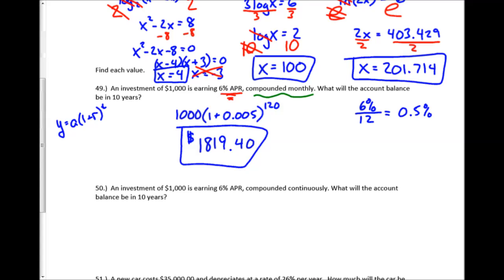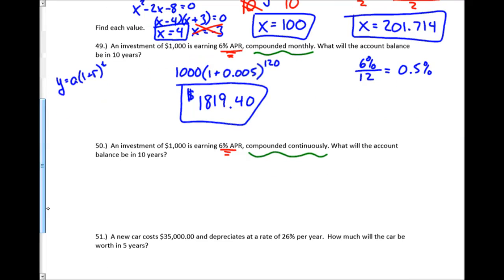If I look at the next one, it says an investment of $1,000 is earning 6% APR compounded continuously. So again, this is 6% APR compounded continuously now. That makes this thing just a little bit easier, because I can use my continuous formula. My continuous formula is this one: A of t equals a times e to the kt. So what I have here is my initial amount, which is the 1,000, times e to the k, which is the rate, which I'm going to write as a decimal, 0.06, multiplied by time, which is in years.